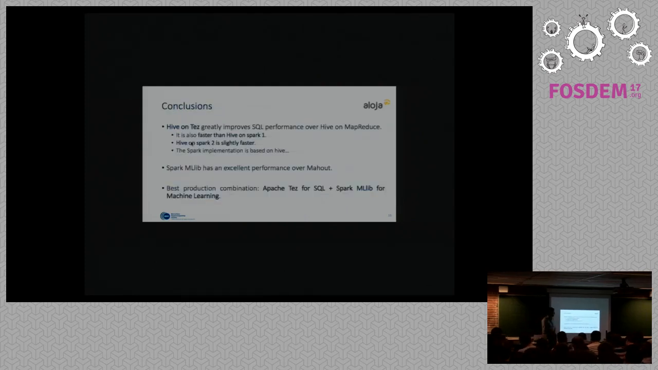So just to finish, some conclusions we can gather from these results. First off, Hive+Tez is improving SQL performance by a long shot over MapReduce. It's slightly faster than Spark 1, but it's slightly slower than Spark 2.